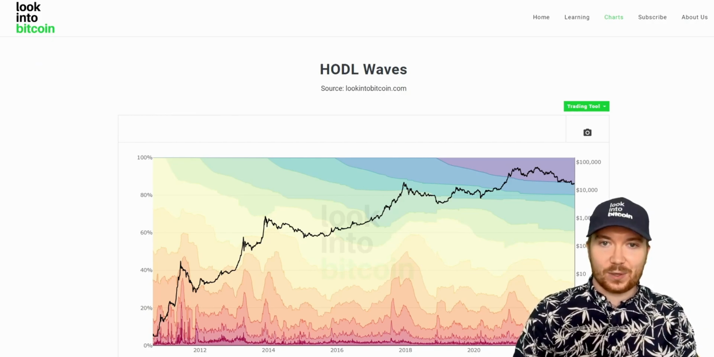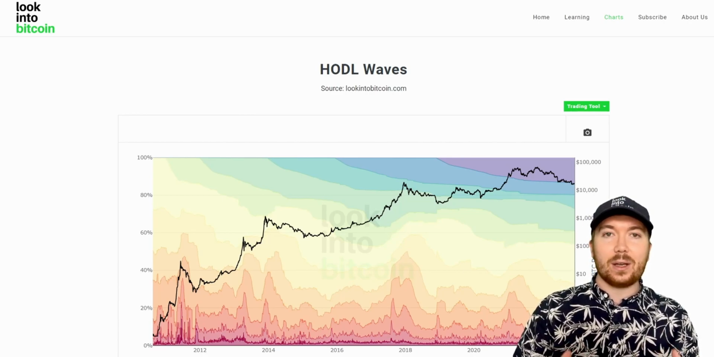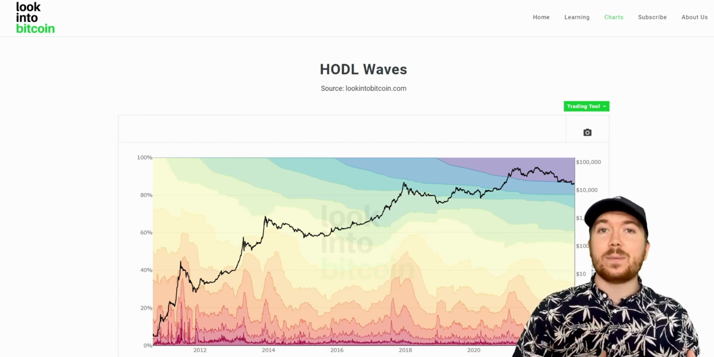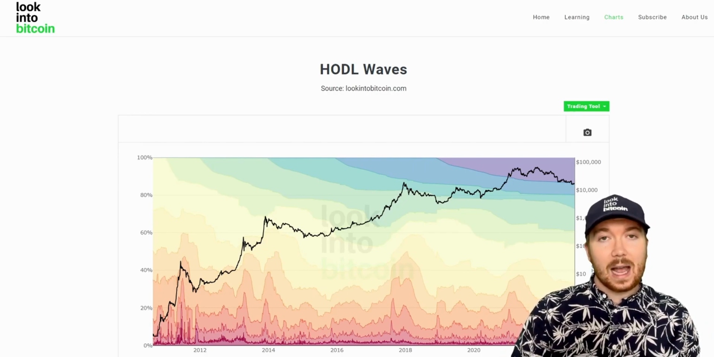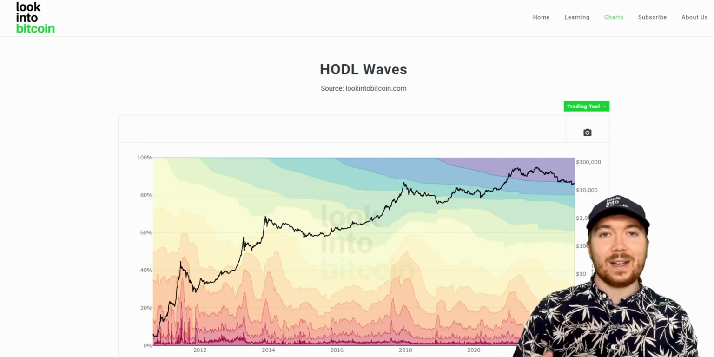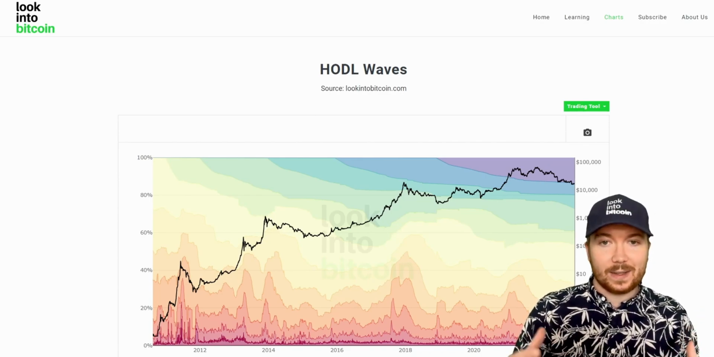So right now I'm just on the HODL Waves chart on the Look Into Bitcoin site, and if you weren't already aware, what the HODL Waves is doing is looking at all the current Bitcoin addresses. And as Bitcoin is built on what's called a blockchain, we can actually publicly see every single wallet, every single address that has ever used Bitcoin. And what we can do, once we have all of that information, is group the addresses into bands based on how long they have been holding the BTC.